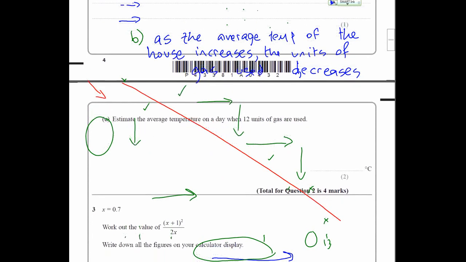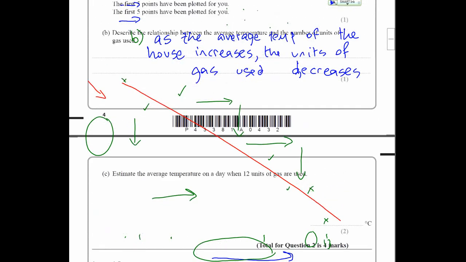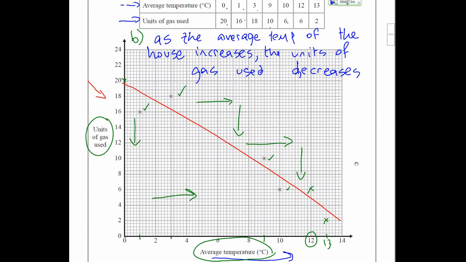Right, let's just scroll down to see part C, because I've forgotten the number. Estimate the average temperature on a day where 12 units of gas are used. So 12 units of gas is here. So we go across to our line of best fit. We go down, and that is 6 and 3 little squares.